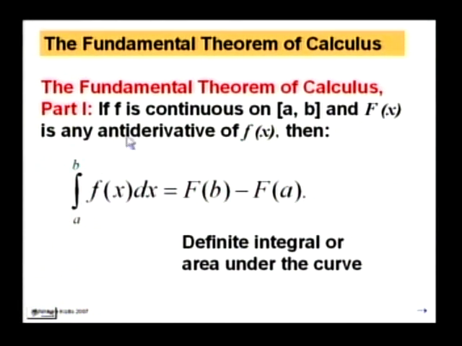Now, they said the fundamental theorem of calculus, part 1. If a function f is continuous on a given interval [a, b], and a capital F of x is any antiderivative of the small function f of x, then the integral from a to b of the small function f with respect to x is equal to the antiderivative evaluated at the upper bound minus the antiderivative evaluated at the lower bound. Remember, a is the lower bound, b is the upper bound, and the big F is the antiderivative. This is the definite integral which I've been doing so far. So the definite integral and the area under the curve are almost the same thing. Or use the definite integral to find the area under the curve.